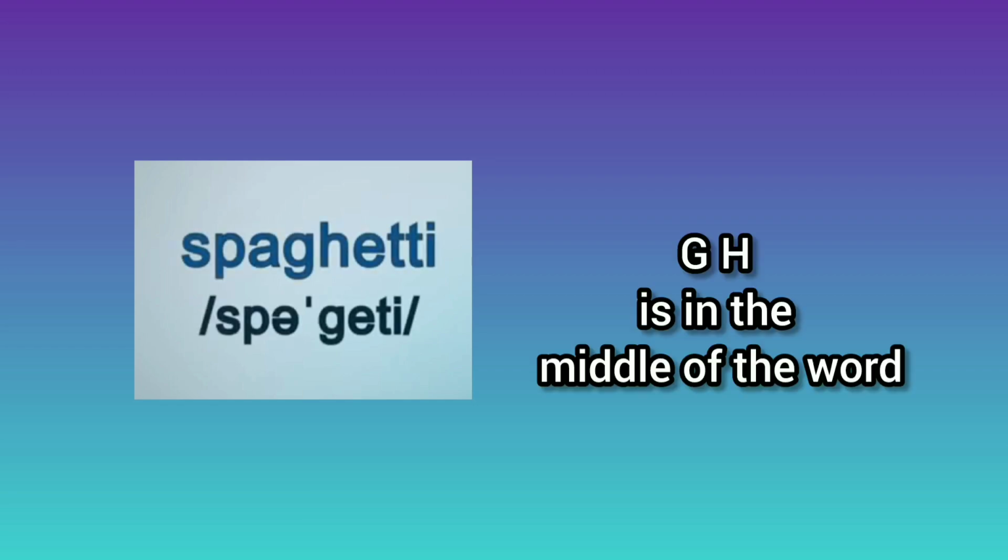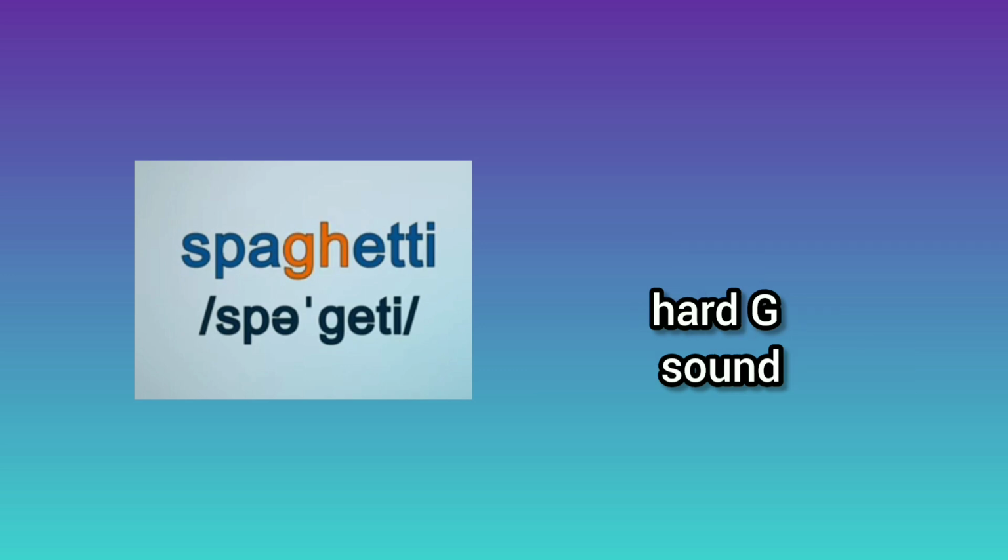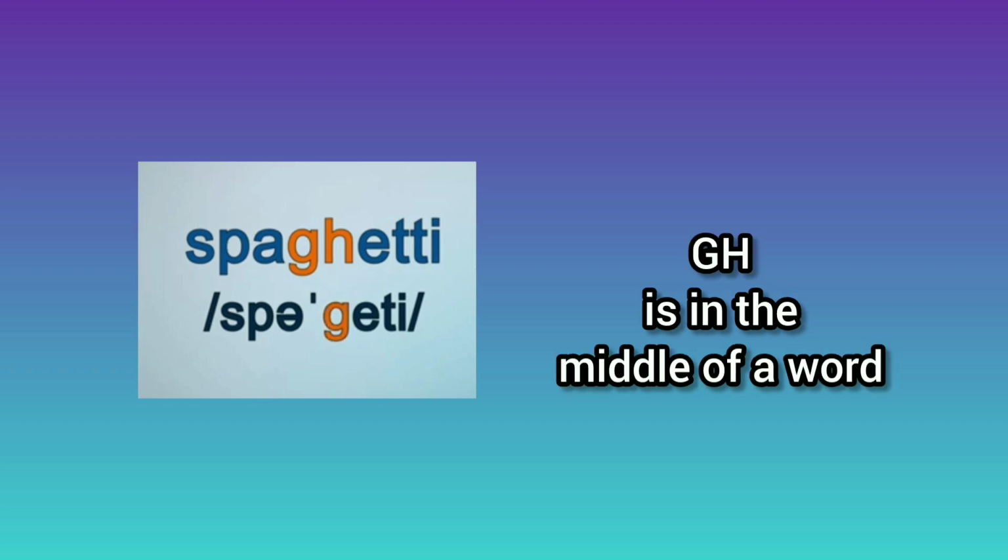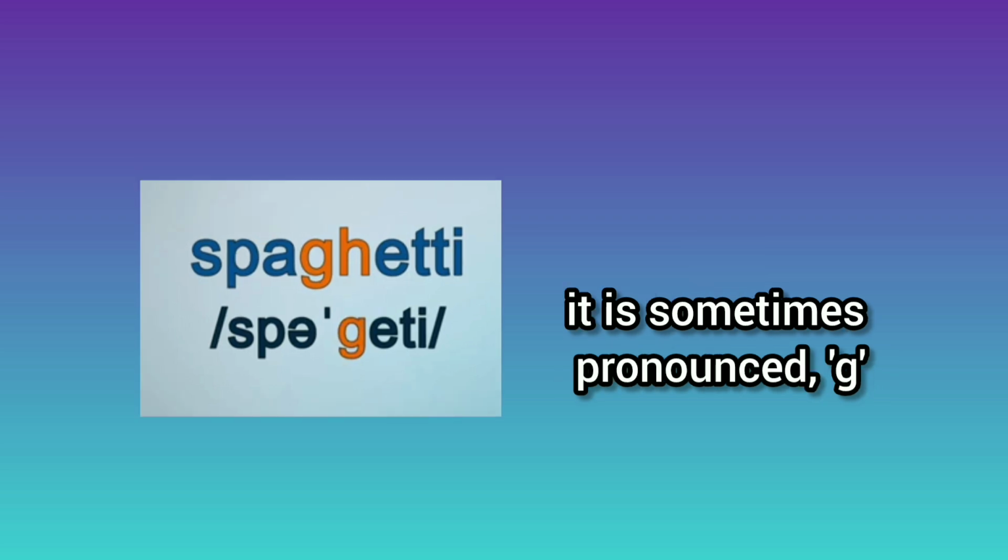The second word is spaghetti. Now the GH is in the middle of the word. And the sound you can hear is again hard G. Spaghetti. So when GH is in the middle of a word, it is sometimes pronounced as G.